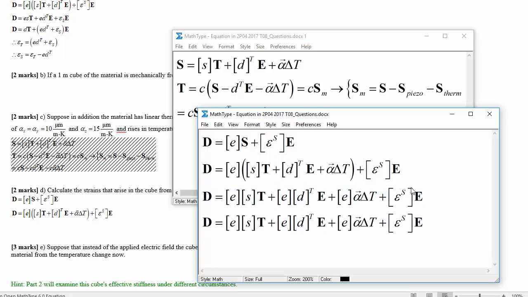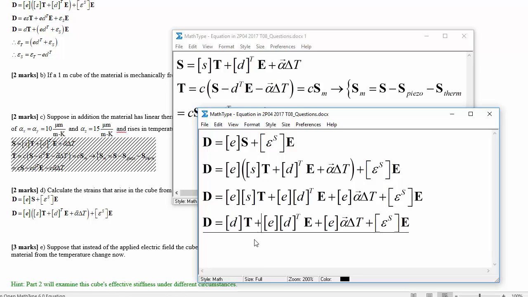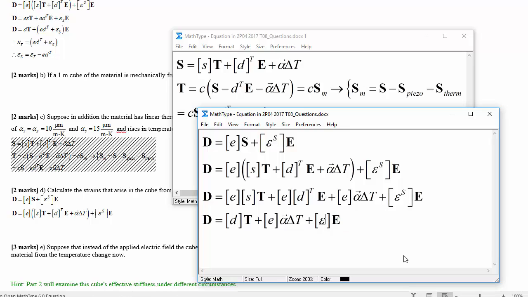So let's not put too many steps on one line. This thing together is the D matrix, as we saw earlier when we worked out that same thing. And this together with this gives you just the epsilon t. So we're left with a new term that is changing things according to the temperature change.